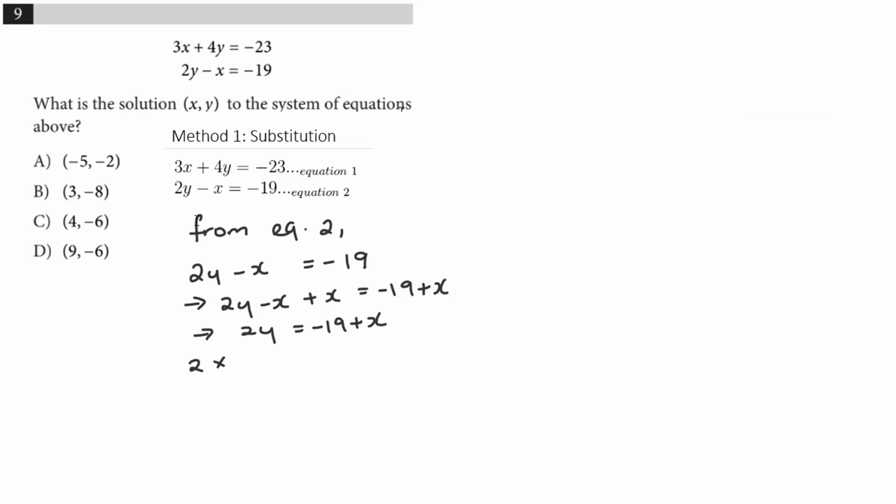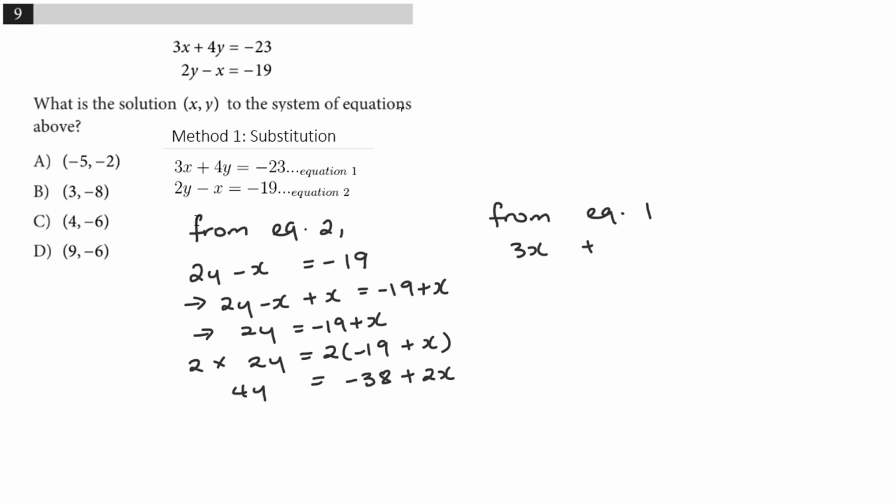We can then multiply both sides by 2 to ensure that we get 4y on the left side and negative 38 plus 2x on the right side. Now that we have a value for 4y, let's substitute for 4y in equation 1. It's very important that we substitute in the unused equation, because substituting in the equation we started with will produce a result like 19 equals 19, which, while true, doesn't move our question forward.